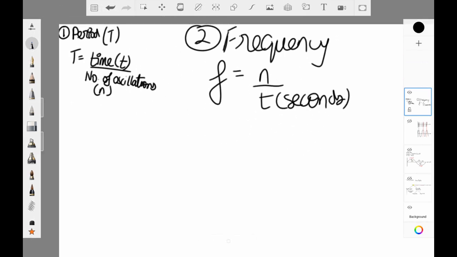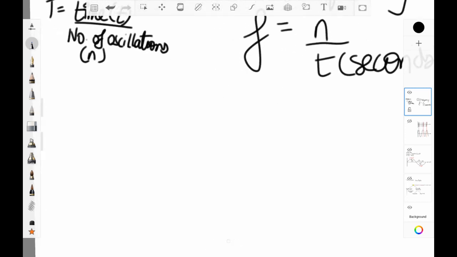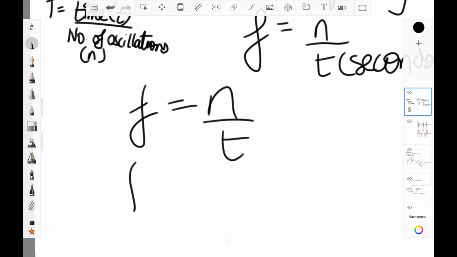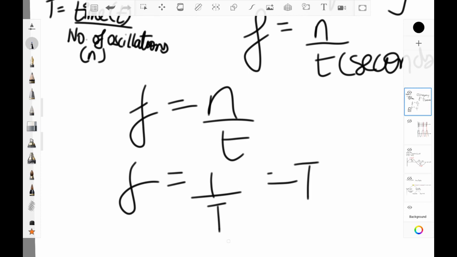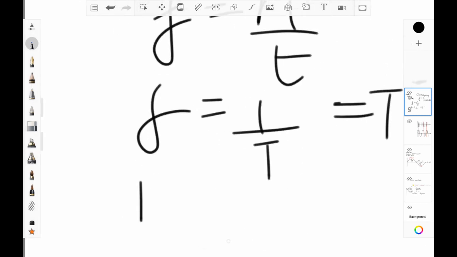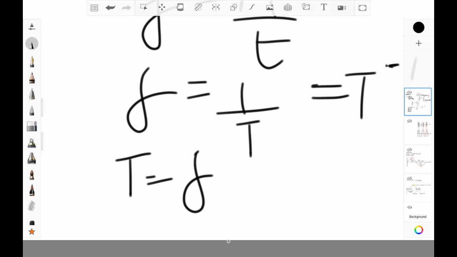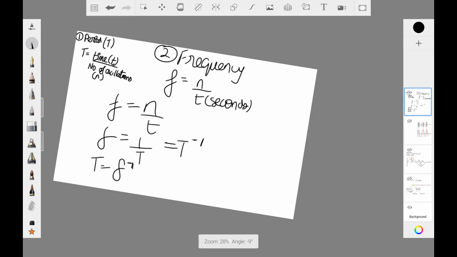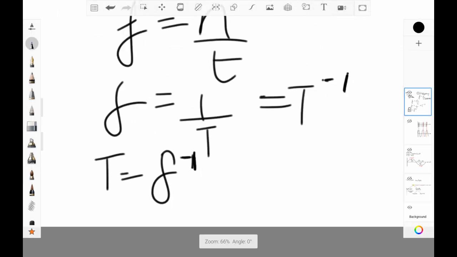Again, your period and frequency are very similar in terms of the formula, and in a way you can say that frequency, which is n over t, is just the reciprocal of period. So you can say that frequency is t to the power minus 1, or period to the power minus 1. And very similar to this, you can also say that the period is the frequency to the power minus 1, or the inverse of the frequency. And this is just a really curious relationship that I wanted to point out.